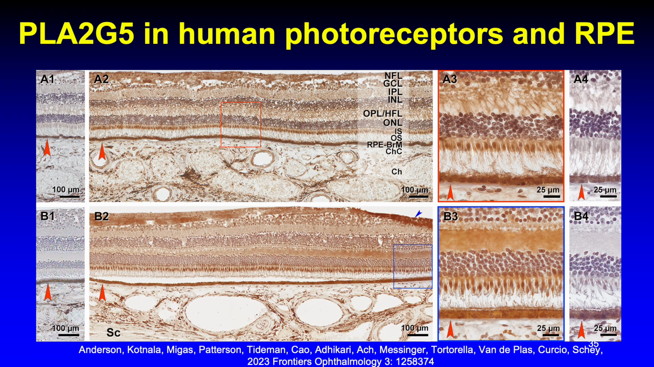We thus considered PLA2G5 a candidate lipase to be involved in SDD formation. This immunohistochemistry of 2 donor eyes shows brown reaction product in the photoreceptor inner segments, cones more than rods, and in the RPE.